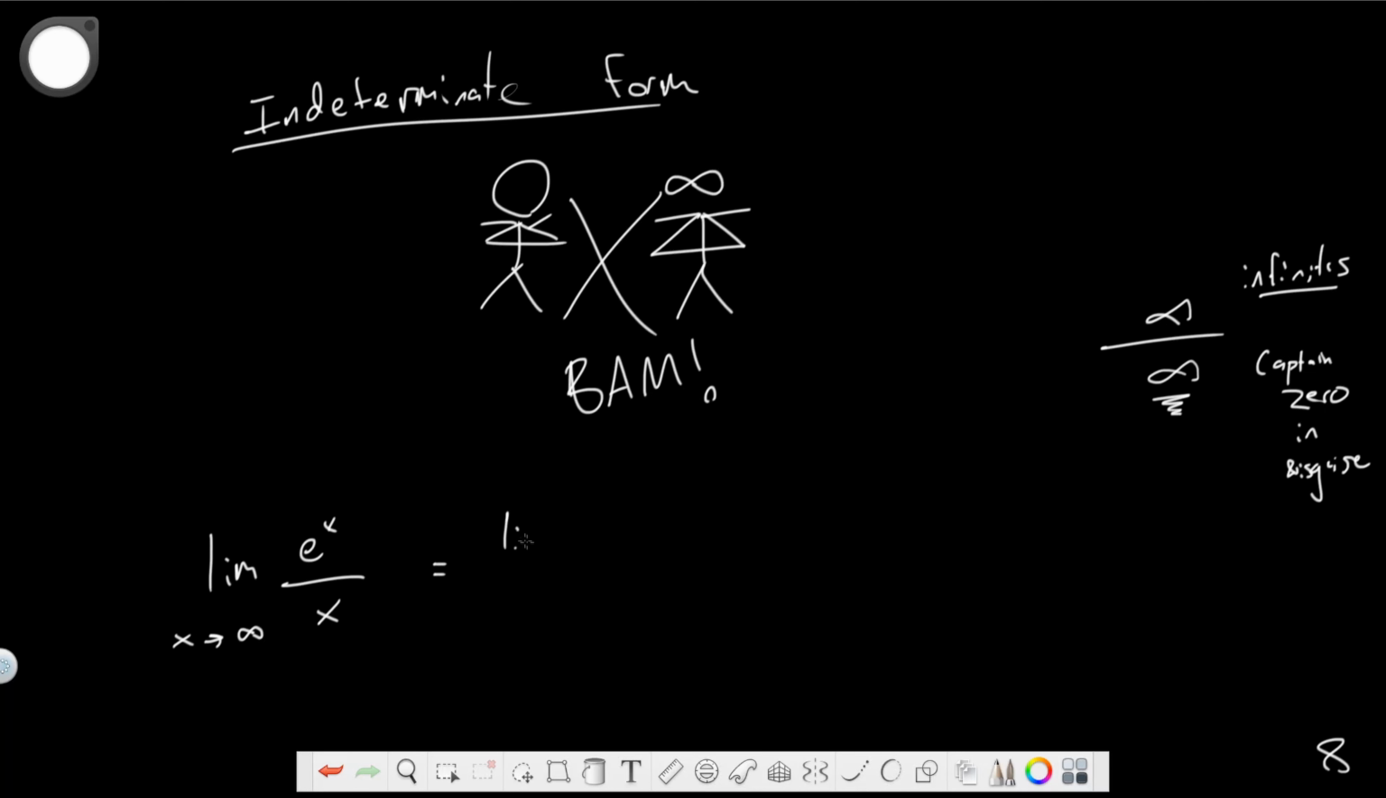Let's apply L'Hopital's Rule. The derivative of e to the x is just e to the x, and the derivative of x is just 1. Oh, this is infinity over infinity. The numerator, infinitus, is pulling this problem to infinity. Captain 0 here in disguise is pulling it down to 0, but it looks like in this battle, infinitus has won.